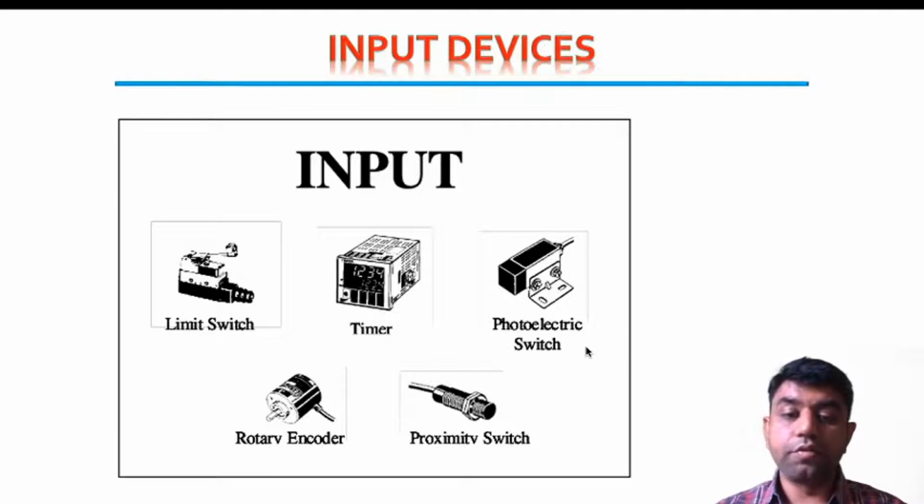You can have photoelectric switches, rotary encoders, or proximity switches. These are the things acting as input devices. We use proximity switches in rear parking, so that if any obstacle comes in between, it indicates with an alarm in our car.